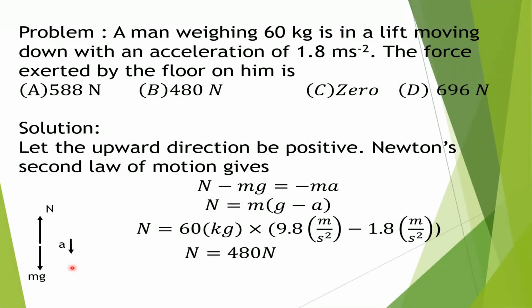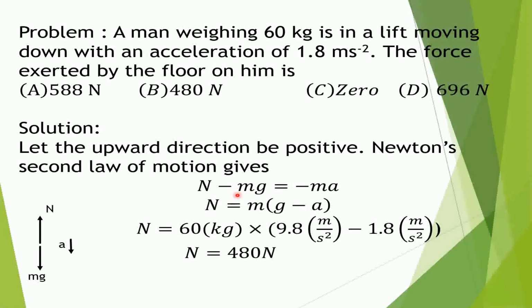Here we take the upward direction as positive. When we write down Newton's second law of motion, F, the sum of the forces, is equal to ma. Since a is pointing downwards, we have minus ma. This is equal to N minus mg. Now we are interested in finding the normal force. So if you rearrange this, N is equal to m into g minus a.